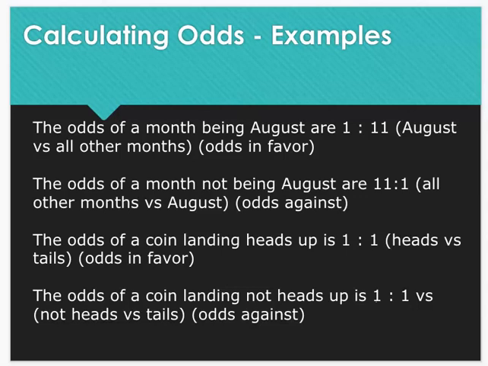The odds of a coin landing on heads is 1 to 1, because there's 1 heads and there's 1 not heads. That's odds in favor. The odds of a coin not landing on heads is still 1 to 1. Notice that difference. Probability would be 1/2 that you get heads, but odds, either in favor or against, is 1 to 1.